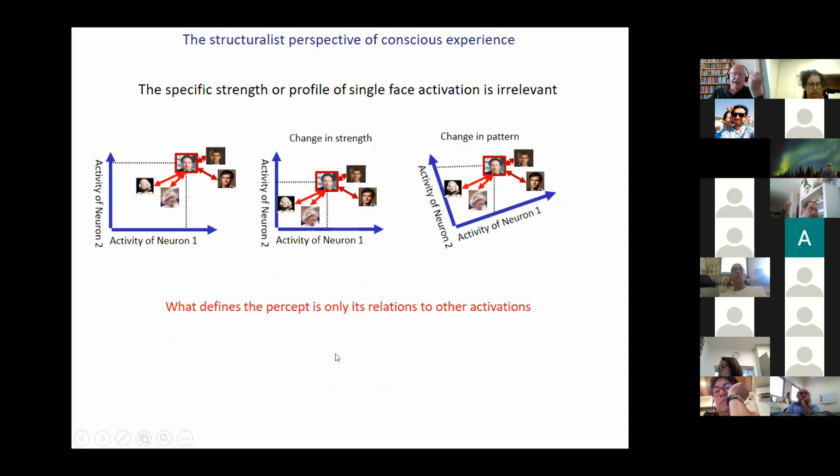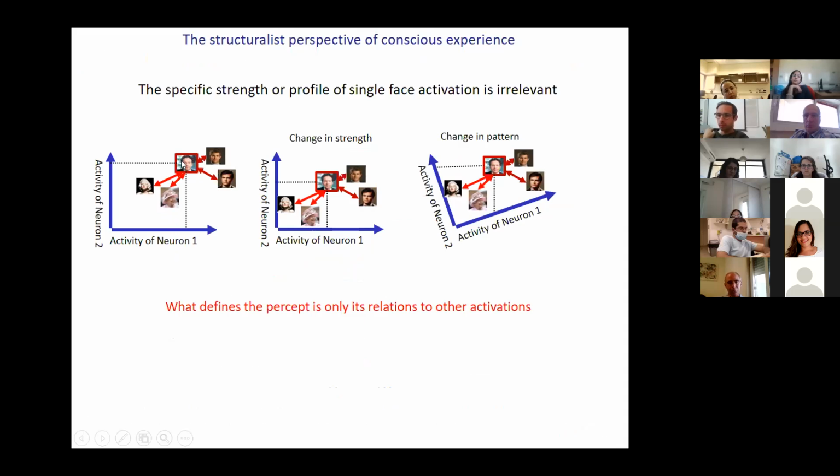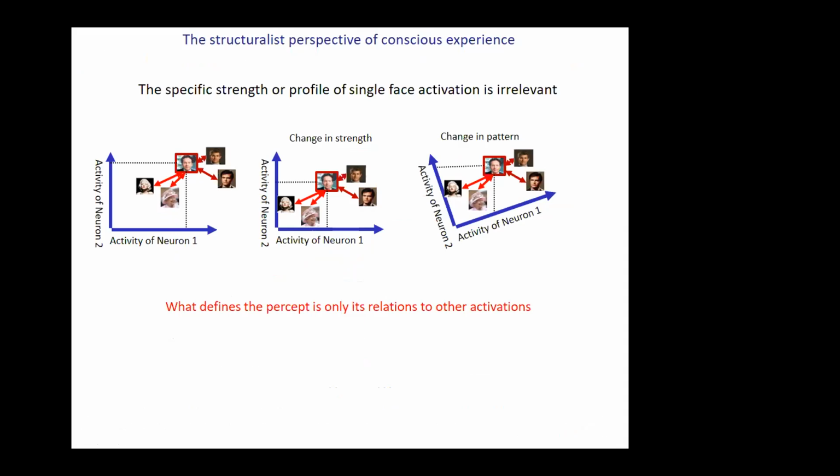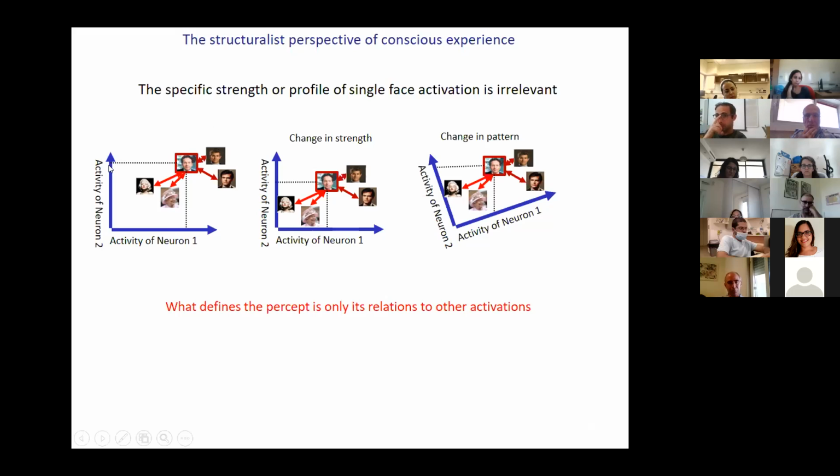And just to illustrate how powerful this concept is, I want to show you that this idea will mean that we can change completely the activation pattern of this neuron, either in strength or in its shape, and still retain the exact same perceptual experience of this face if this idea, a structuralist idea, holds. So you see, this is the original neuronal space. We have this face activating this neuron at this level and that neuron at this level.